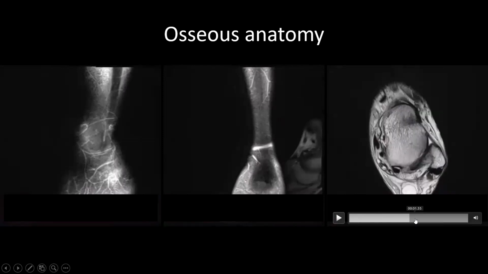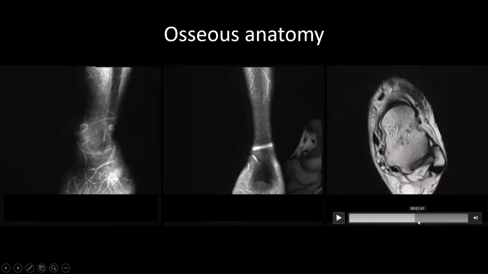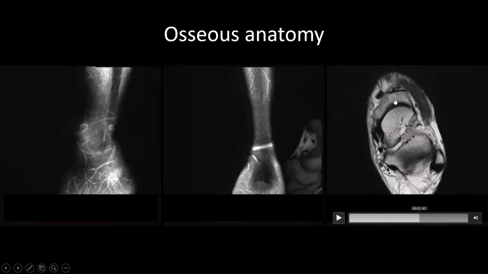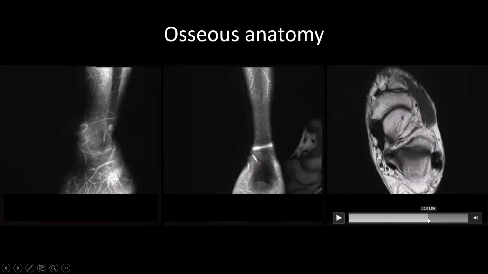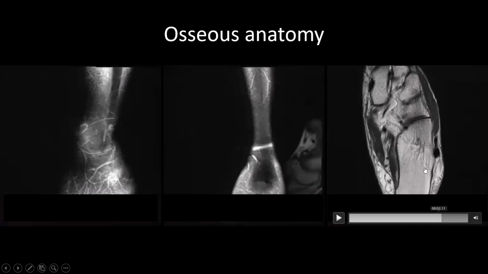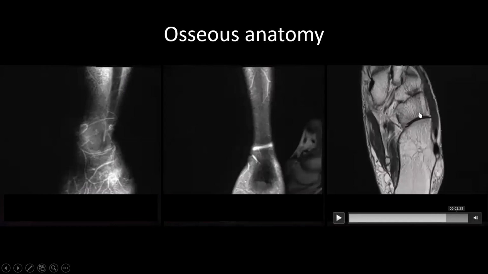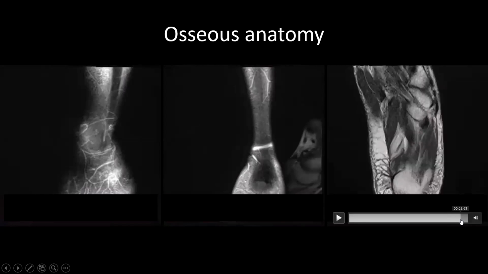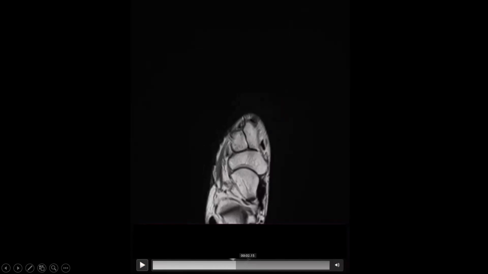And as we move down, we can see the entire talus here, and the talus articulating with the navicular bone. And this is the calcaneus articulating with the cuboid. This is the osseous anatomy of the foot, where we can see again the talus articulating with the navicular bone.